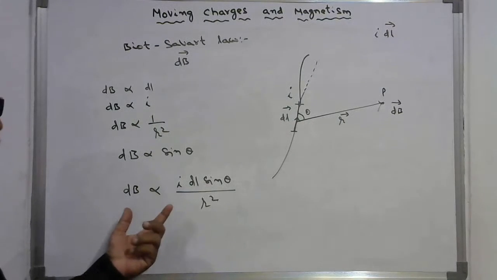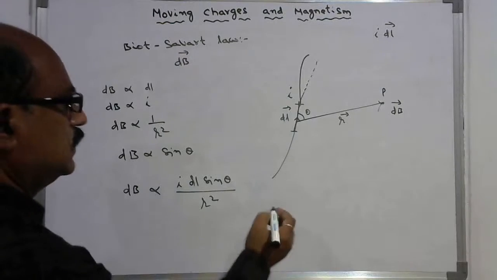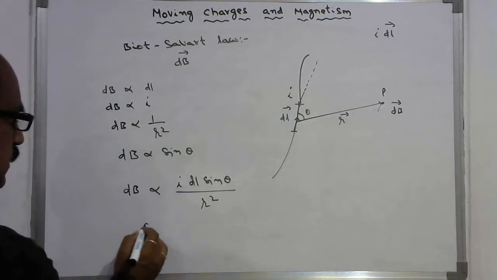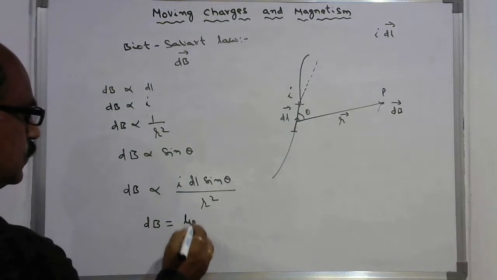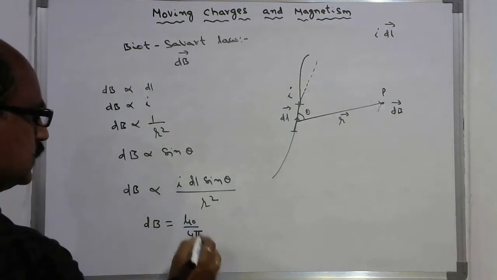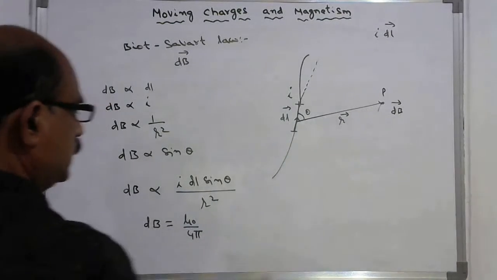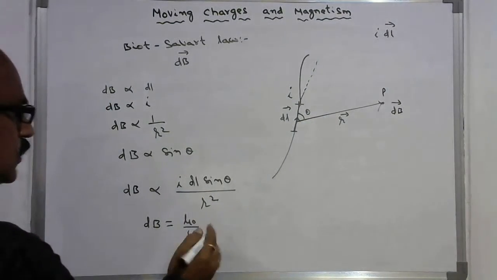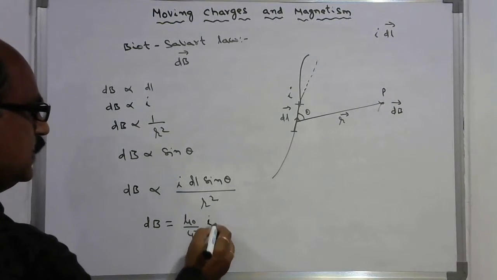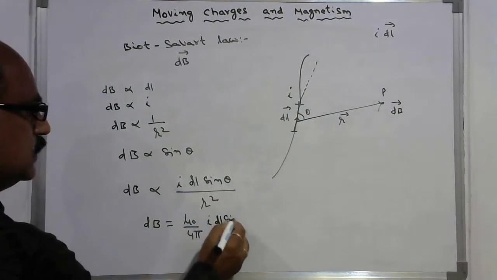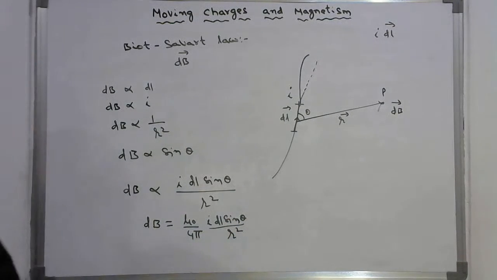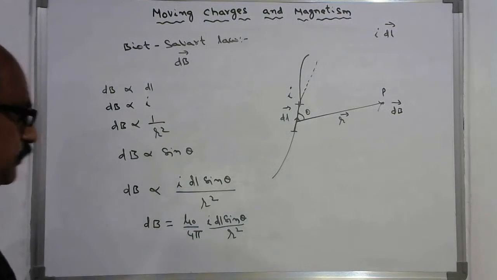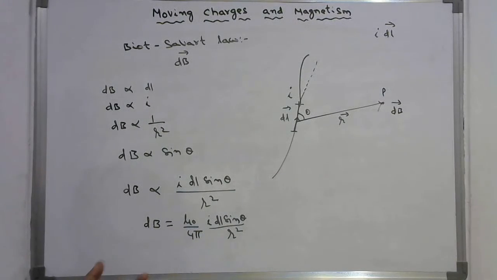Suppose you want to make it equal, then we have to write dB is equal to mu naught by 4 pi. This is some constant that depends upon the medium. For free space, I write here mu naught by 4 pi I dl sin theta by r square. So this is what is called the Biot-Savart law.